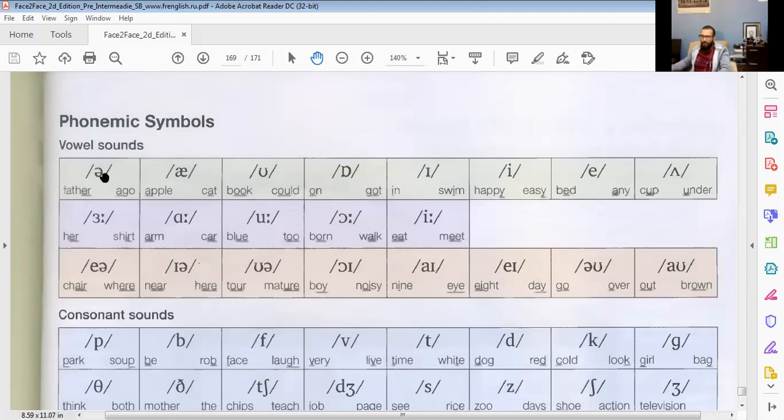Father هذا الشوا. Apple, cat, book, on, in, happy, bed, cup, short, long, diphthongs. يعني في رأيي أن هادو هم الحقيقة أصعب حاجة في الإنجليزية إتقانهم هادو. حتى مقارنة باللغات الثانية الإنجليزية عندهم موضوع الفاولز هذا متشعب يعني عنده variety كبير في الأصوات المتحركة.